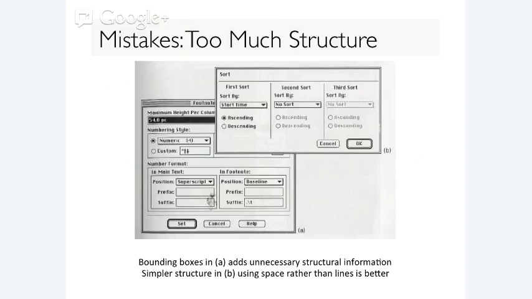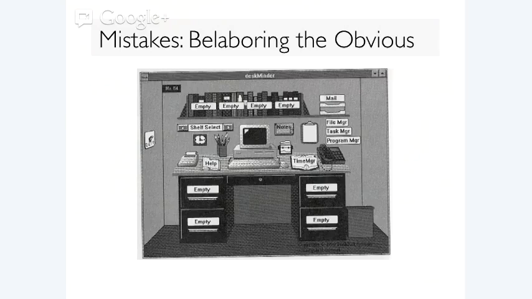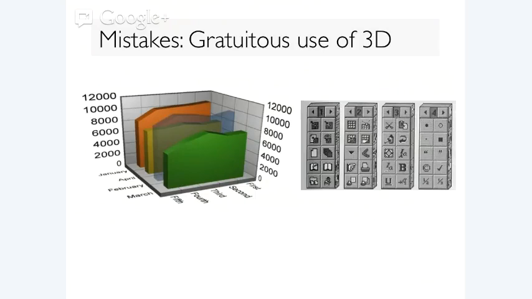Here's another version of Microsoft Bob from a different company. Taking your metaphors too literally. We've talked about that in the past. Another frequent mistake is just gratuitous use of 3D when it doesn't add any additional information. It just adds pixel noise.